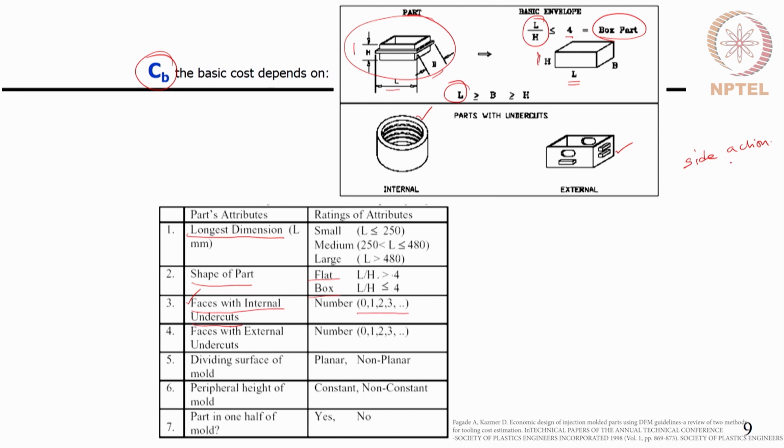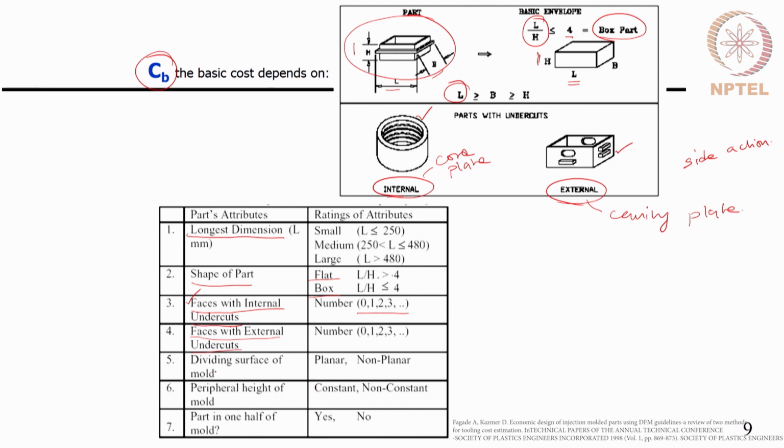So, that will increase the mold cost, and that is why the number of faces containing internal and external undercuts are important. The external undercuts are machined on the cavity side, and internal undercuts are typically machined on the core side, core in the sense core plate, and this will be done in the cavity plate. So, the number of faces with internal undercut and the number of faces with external undercuts are important.